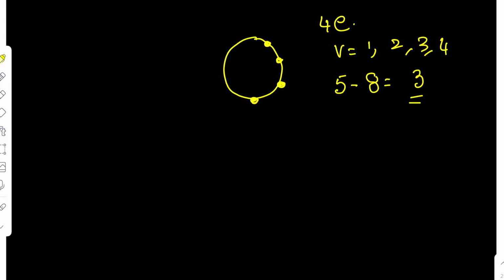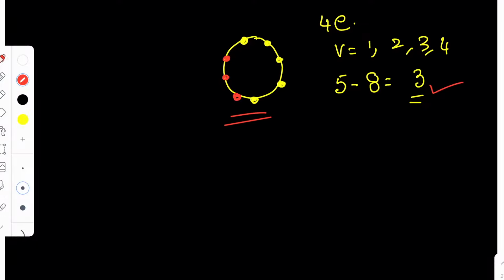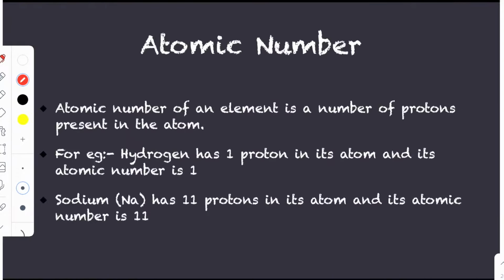For example, in this case, suppose I had 5 electrons in the outermost shell, then this outermost shell would require 3 more electrons to complete its octet. So the valency of such an element is said to be 3. But if it is less than 5, then the number of electrons present on the outermost shell is equal to the valency of that element. Hope this is clear. Now let's move on.